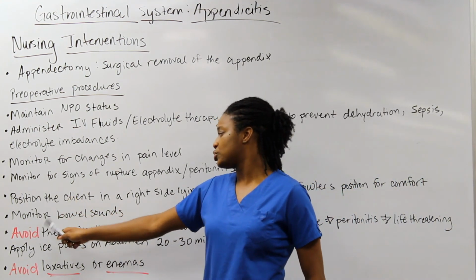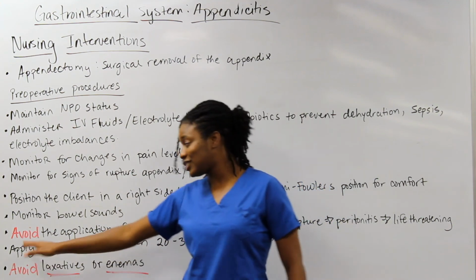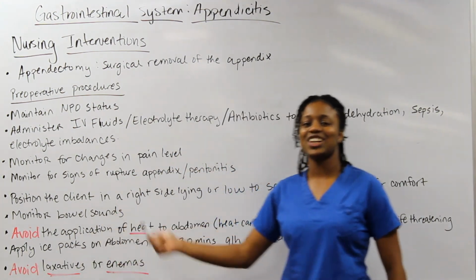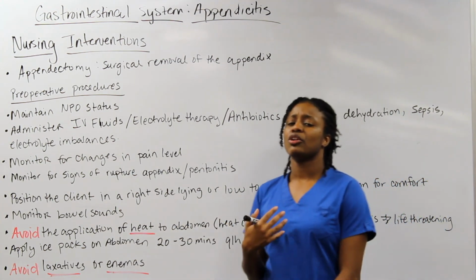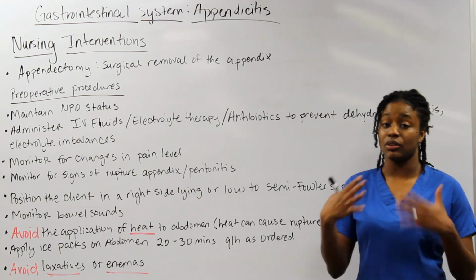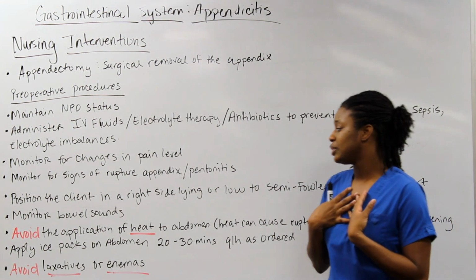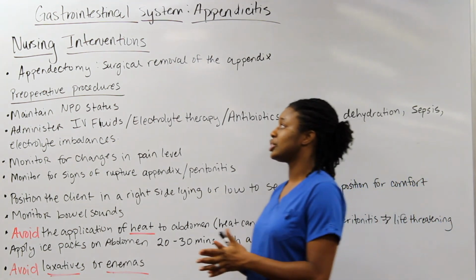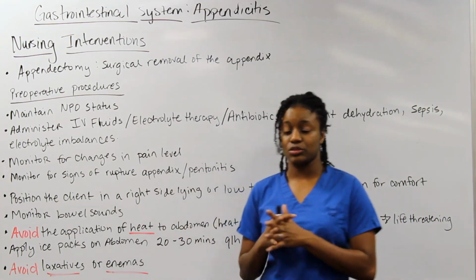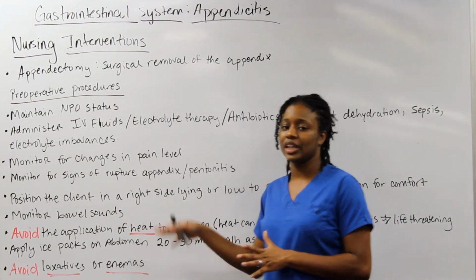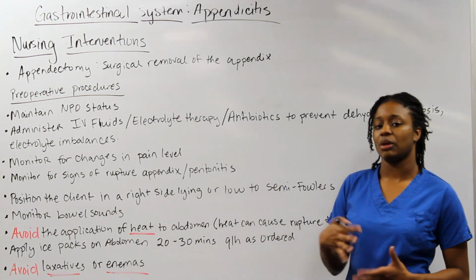Also, you want to avoid, and I put it in red so that it can pop out at you, right? Avoid application of heat. I know sometimes we're cramping or we have abdominal pain, we like to use heat because heat helps to alleviate it. I know I do. I like to use heat pads and things like that. But when it comes to a patient who is having appendicitis or suspected appendicitis, you do not want to give heat to the abdominal area.